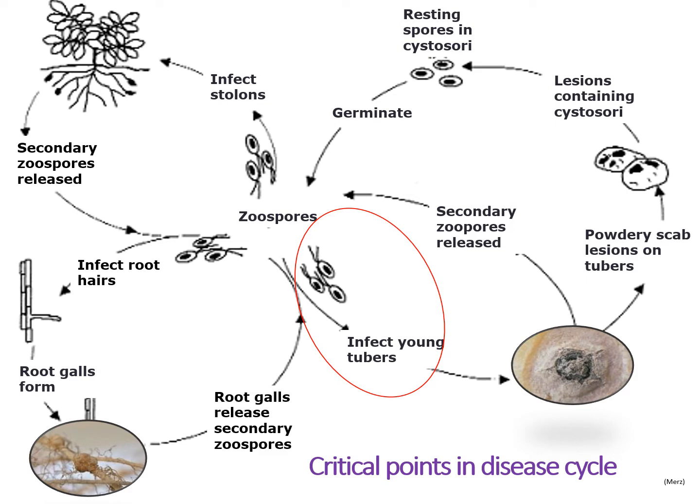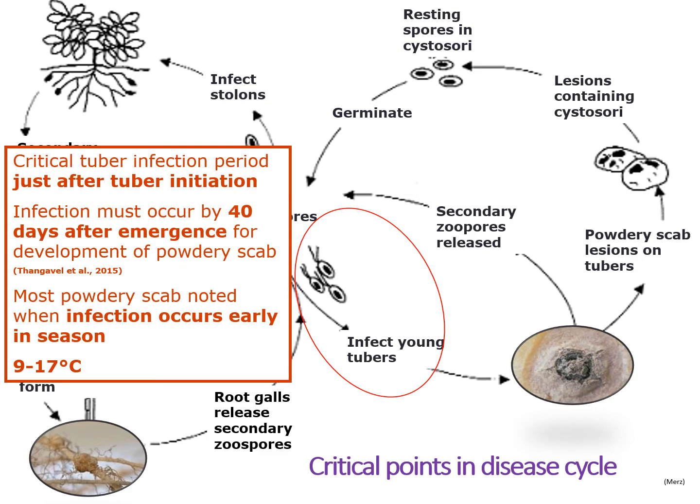So the zoospores can infect young tubers, and the critical tuber infection period is just after tuber initiation, and this infection must occur by 40 days after emergence for one to see development of powdery scab. Most powdery scab is noted, however, when the infection occurs really early in the season. And infection of young tubers occurs between 9 and 17 degrees.